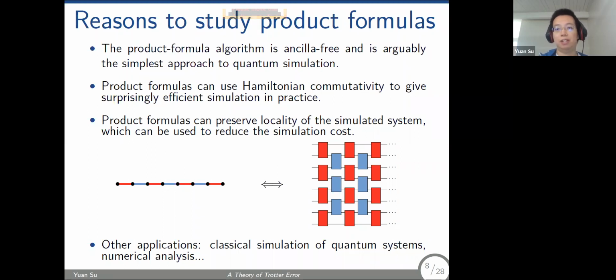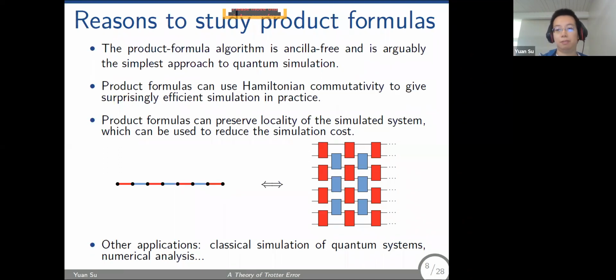Like the intuition would be that it can use the commutativity of the Hamiltonian. So for example, in the extreme case where all the terms commute with each other, then you can just simultaneously diagonalize those terms. You can use its product formula without any error. So in general, maybe you can still speed up your quantum simulation by using this commutativity.